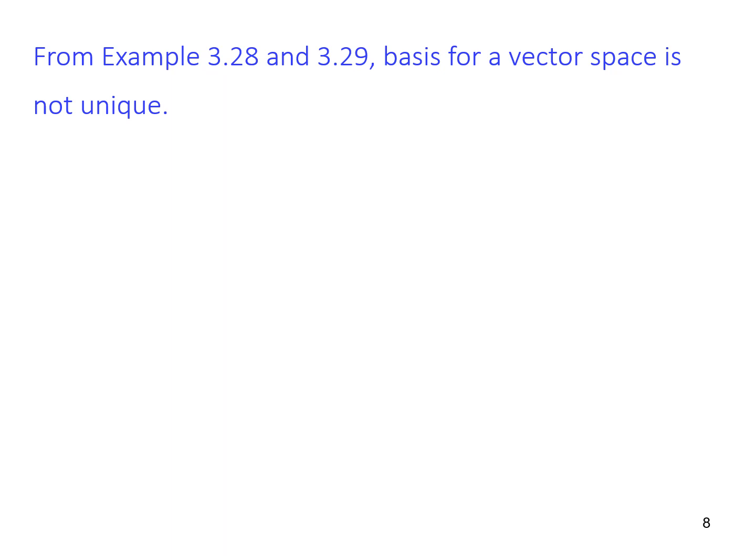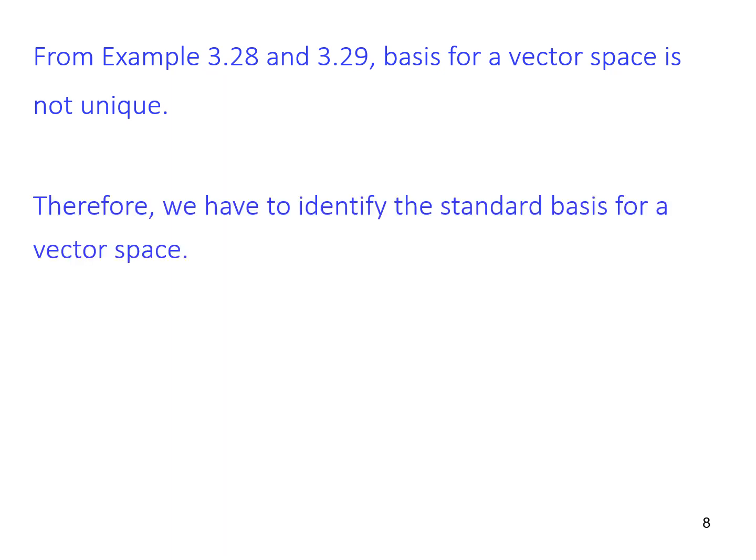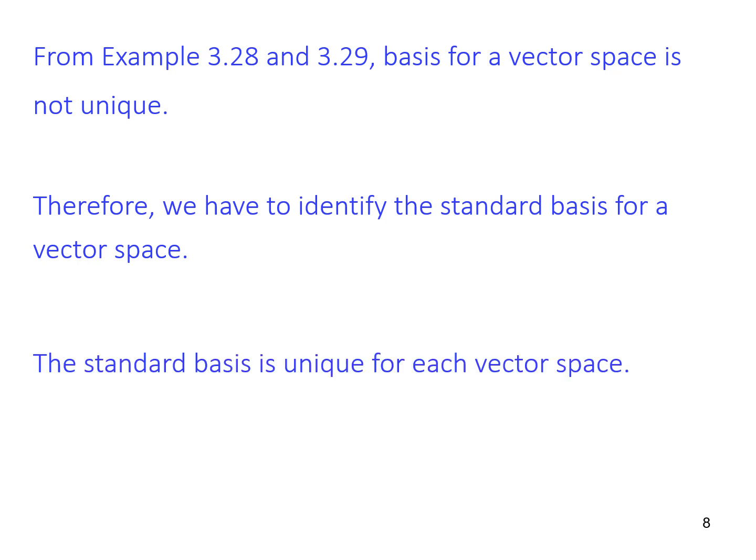From the previous example, we have seen that there are two sets which form a basis for R3. Therefore, a basis for a vector space is not unique. Whenever we have a vector space V, we may find different bases for the vector space V. It is very important to identify the standard basis for a vector space, and the standard basis for a vector space should be unique.